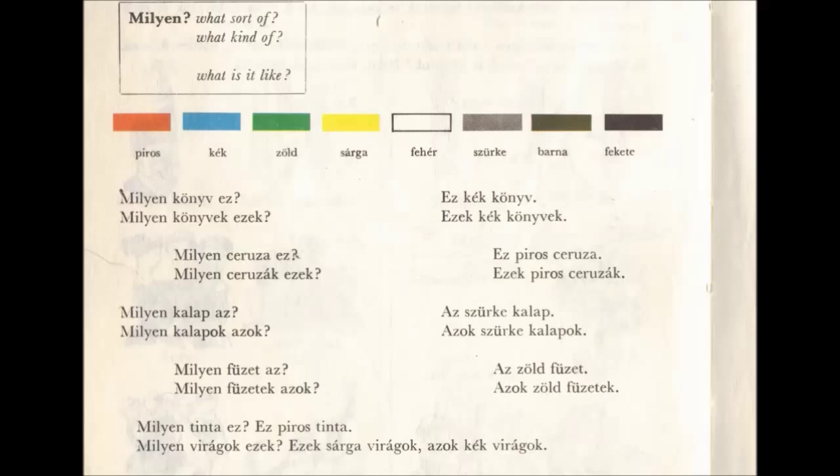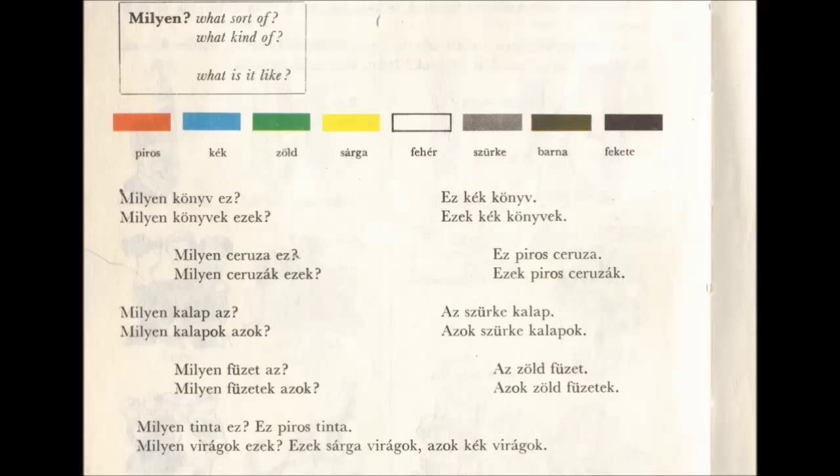What sort of book is this? Milyen könyv ez? Ez kék könyv. It's a blue book. Kék. And we have ez piros ceruza. A red pencil. Ceruza.